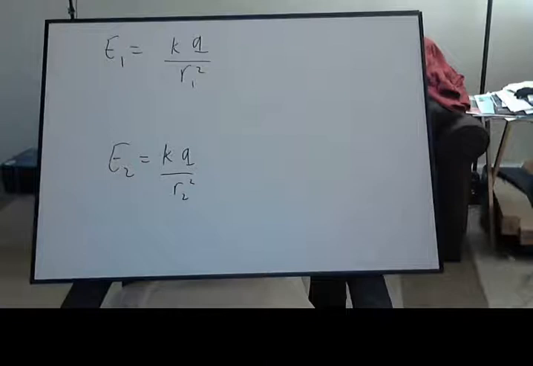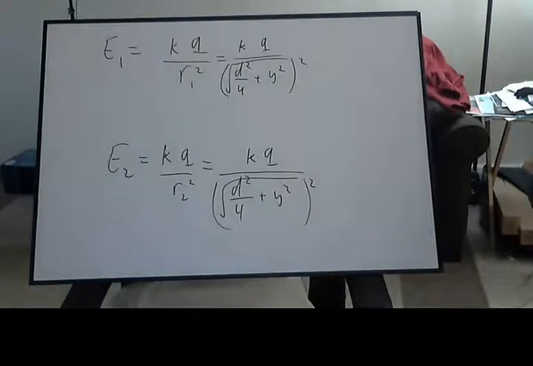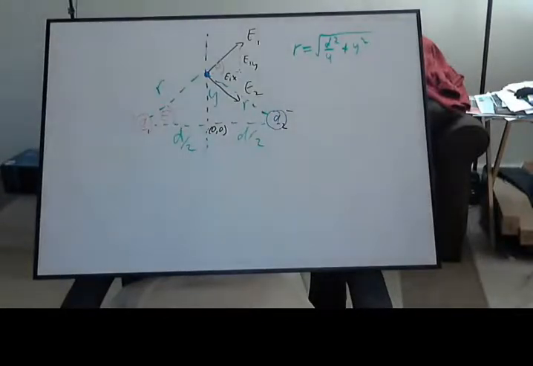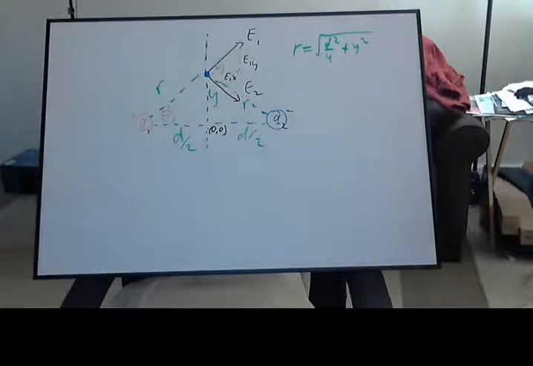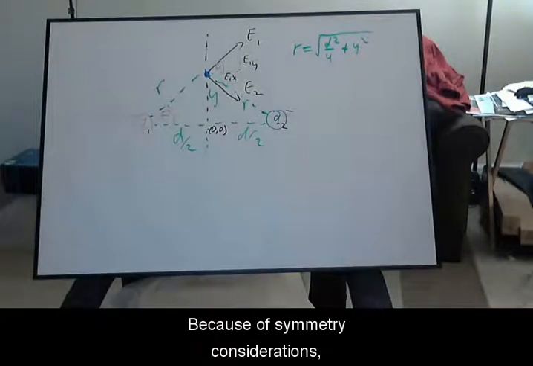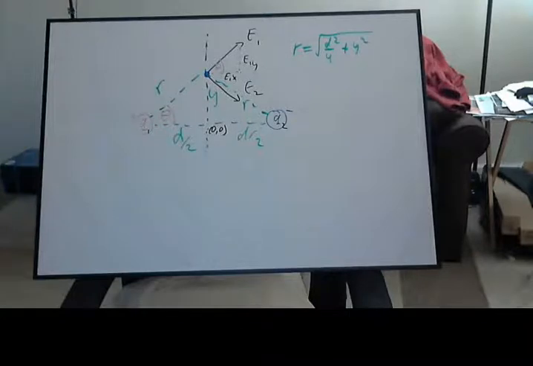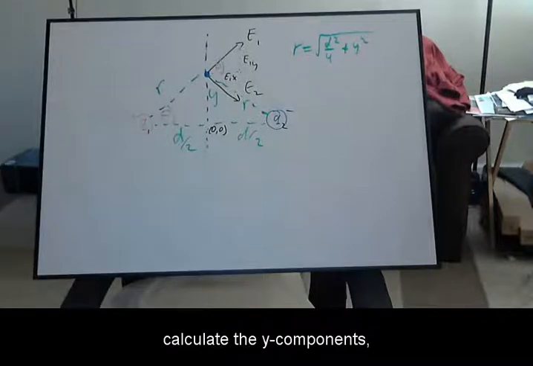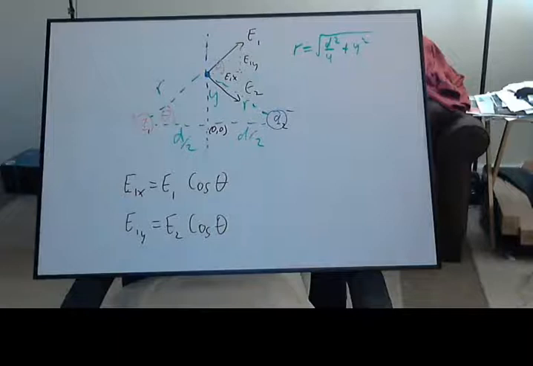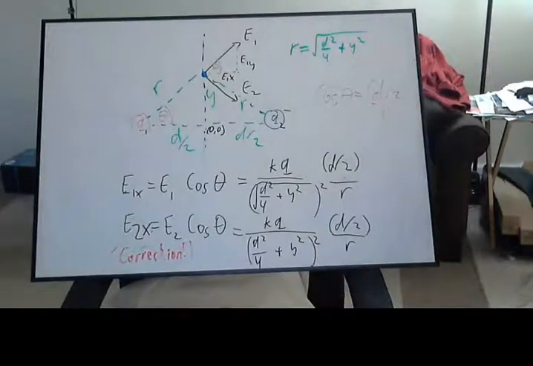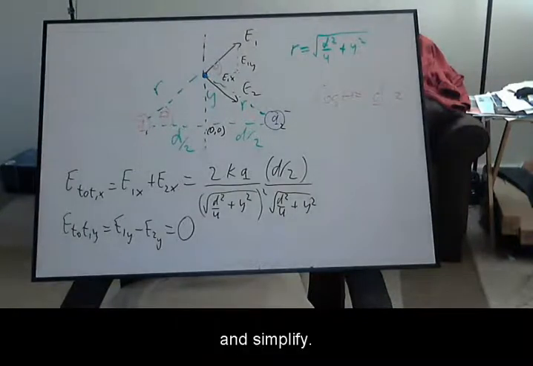We derive expressions for the magnitudes of the electric fields at that point. Before adding, we need to break each field into components. Because of symmetry considerations, this time we do not need to calculate the y components as they will cancel out. Substitute in for known geometry. Add the components and simplify.